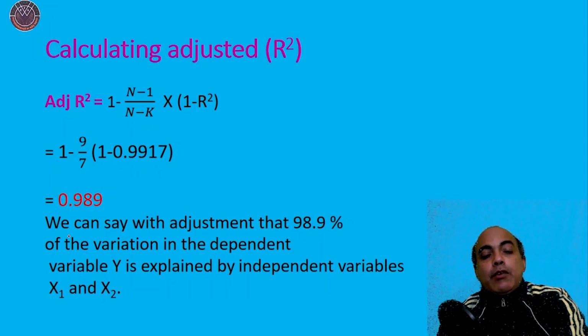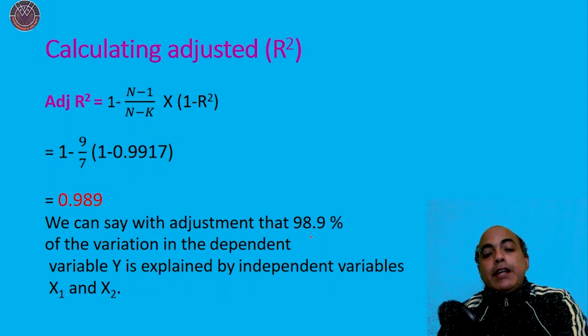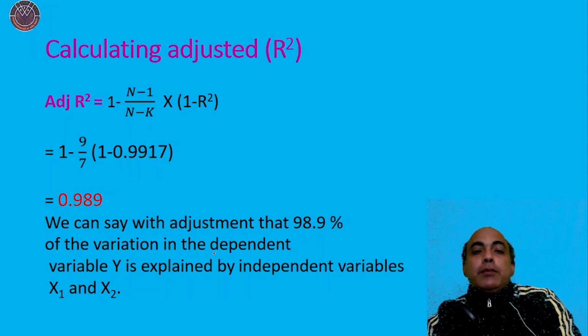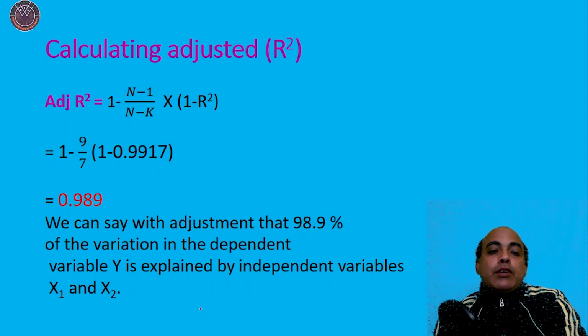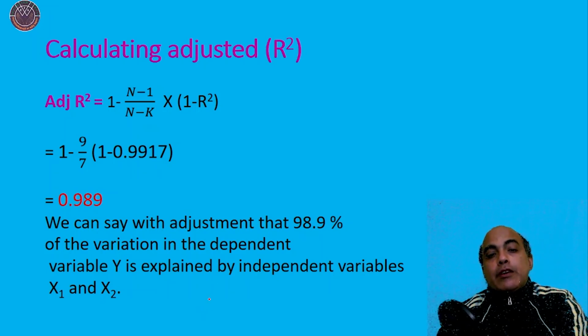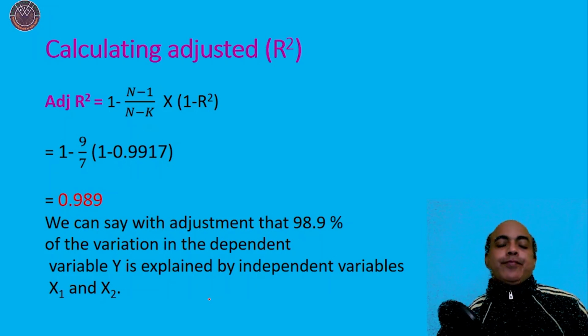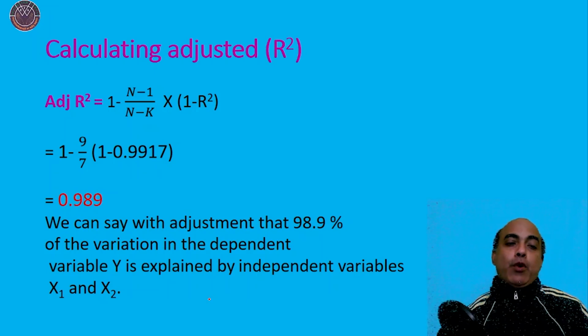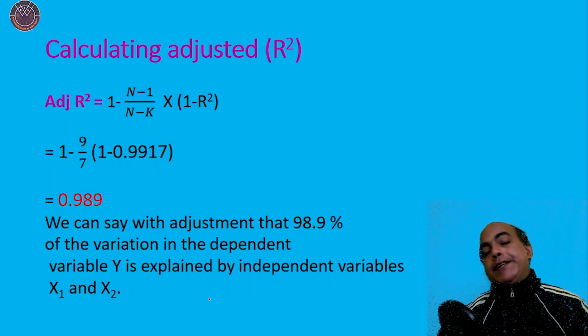So we can say that with adjusted R square, our regression model is quite effective. It can be generalized, and we can say that with adjustment, 98.9% of the variation in the dependent variable y is explained by independent variables x1 and x2. So in the generalized condition for the population, after calculating the adjusted R square value, we can say that previously it was more than 99%, but after doing the correction, 98.9% of the variation in the exam score can be explained by x1 and x2.